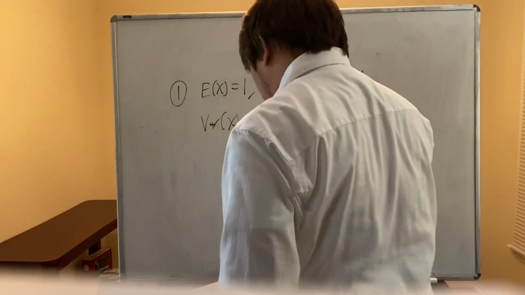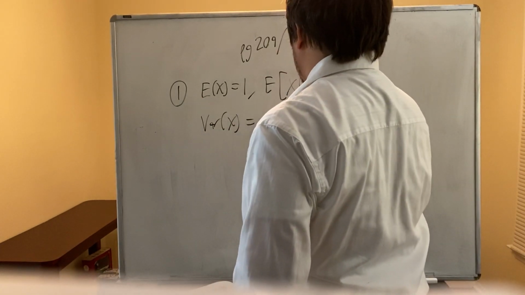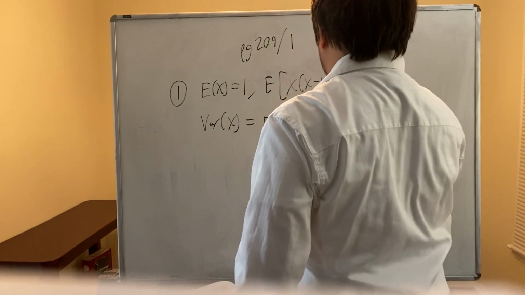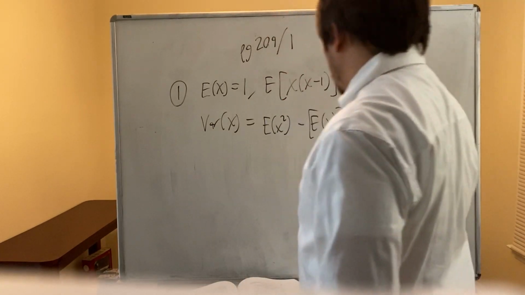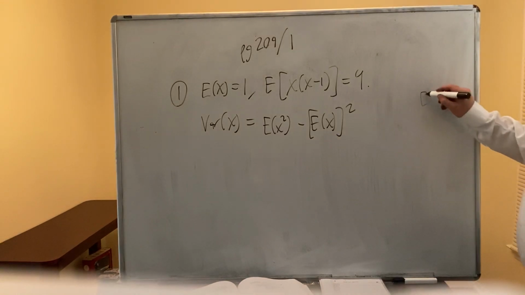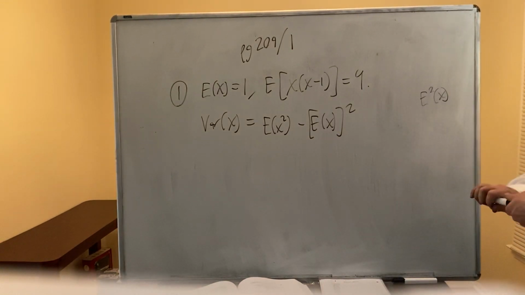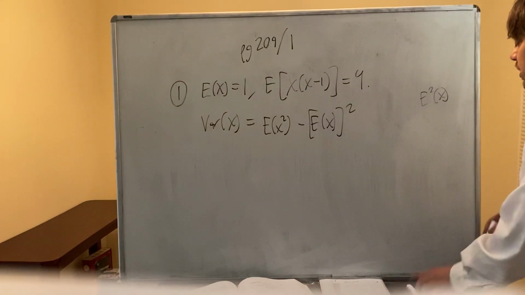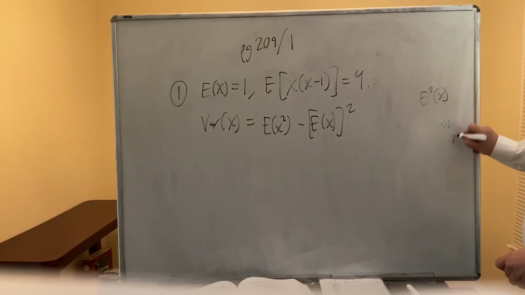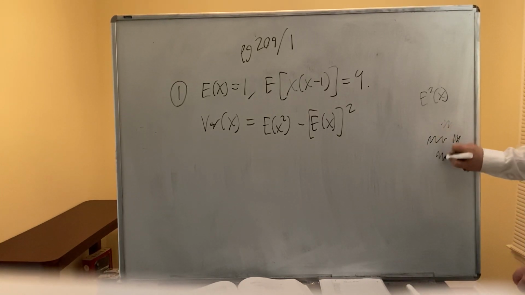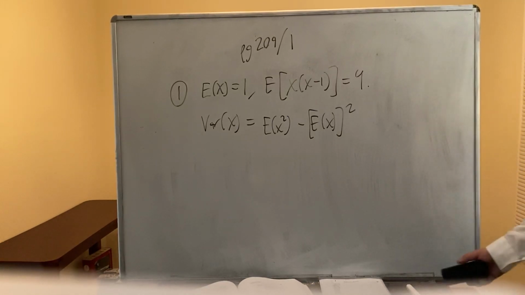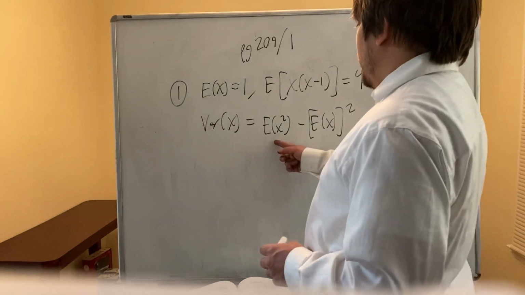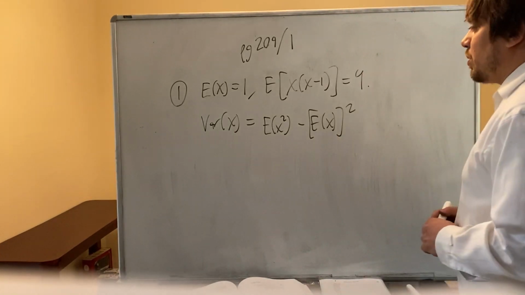Okay, so the variance of x is equal to e of x squared minus e of x, and I'm just going to exaggerate, that's e of x squared. The notation you could also write is e squared of x. That's the square of e of x. Sorry, the markers are weird. All right. So let's find e of x squared minus e squared of x.